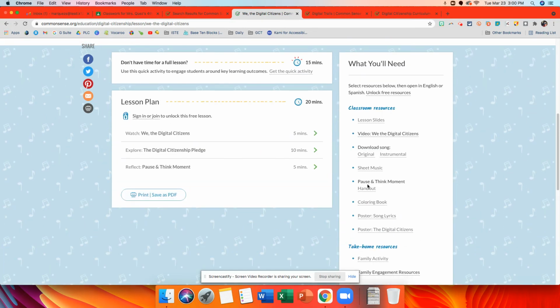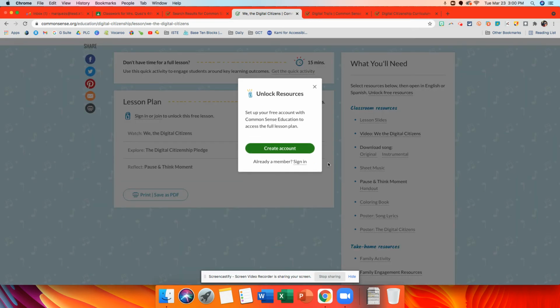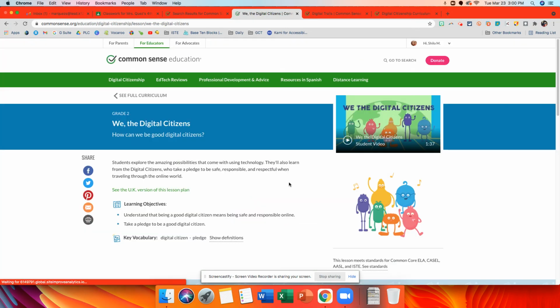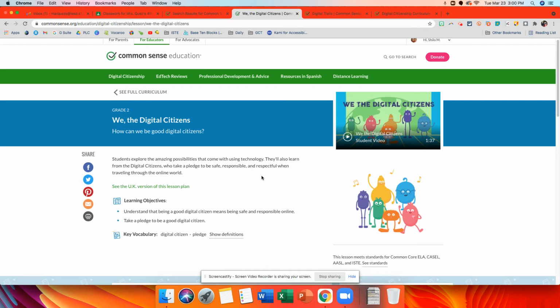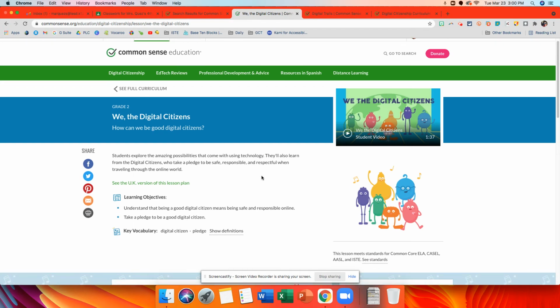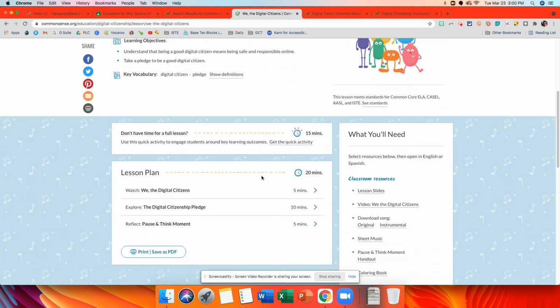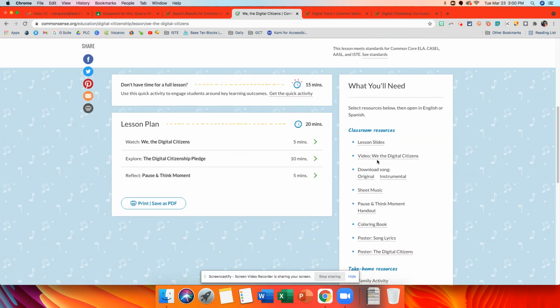If we look at the Pause and Think handout, oops. It is a free account, so you don't have to worry about paying for the account. There is stuff to purchase, but the majority of the lessons are free or they're already on Nearpod, so you've got them that way. Spanish is also an option, and a lot of the lessons come in bilingual.